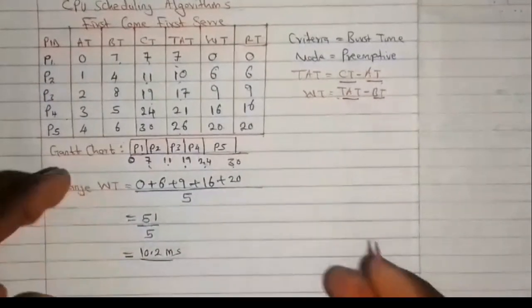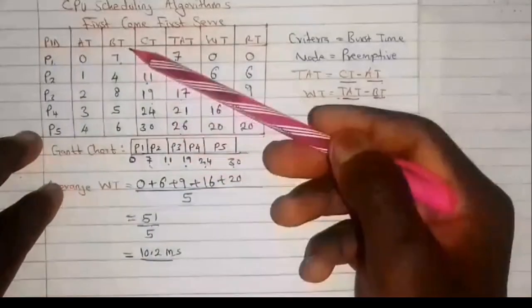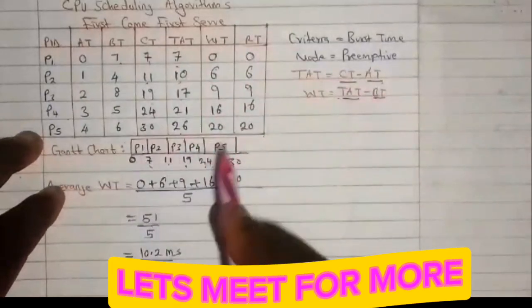Now we have tackled all of them. We have calculated the burst time, the completion time, turnaround time, waiting time, and the response time. That is the first come, first serve.